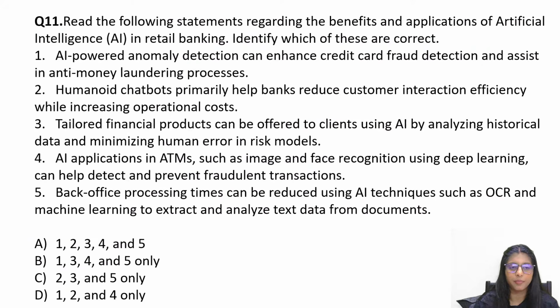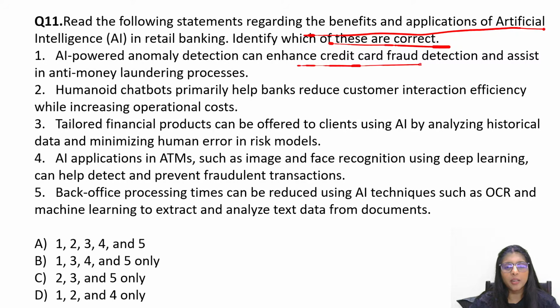Read the following statements regarding the benefits and applications of artificial intelligence in retail banking. Identify which of these are correct. AI-powered anomaly detection can enhance credit card fraud detection and assist the anti-money laundering process. Yes, correct. Humanoid chatbots primarily help banks reduce customer interaction efficiency while increasing operational cost. It's incorrect. Basically, humanoid chatbots increase efficiency and reduce cost, not the opposite.